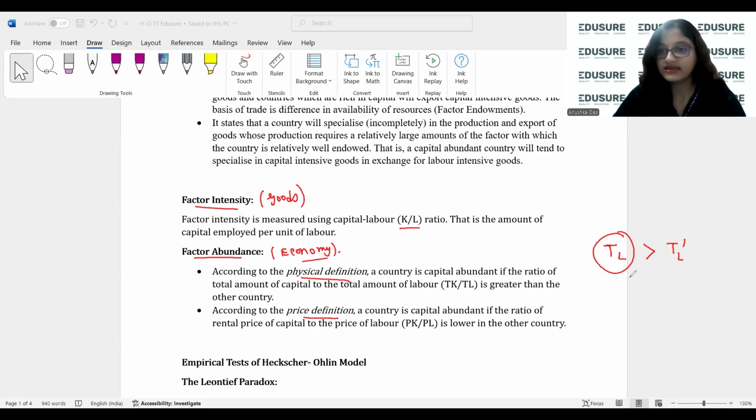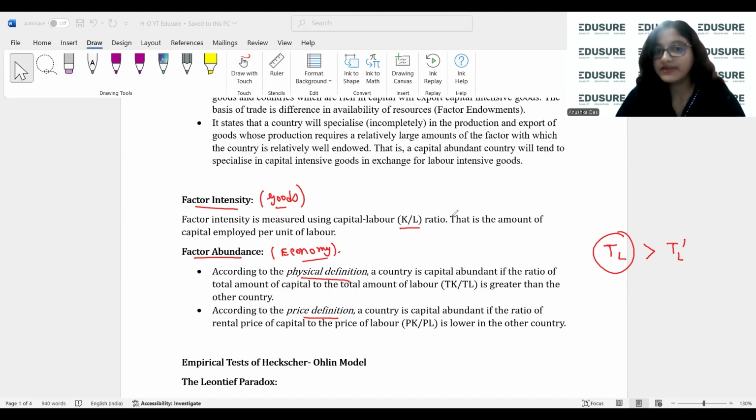So simply, take the India and US example. Suppose in India you have, say, 100 million laborers present. That will be strictly greater than the number in the US, suppose 90 million. I'm just giving an example. It's not a good example, I know. But from intuition also, India is the most populous country in the world. So India is a labor abundant country, which means the total number of laborers present in India is strictly greater than the number of laborers present in the US. So abundance is a concept related to the economy. Intensity is a concept related to the good.